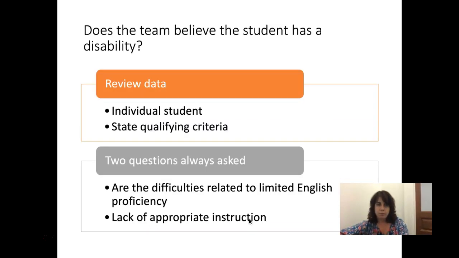So what they're going to do is review the data, the individual student data, and state qualifying criteria, and determine whether or not a student qualifies. They're also going to consider, are the difficulties the student is having related to limited English proficiency? They're going to be really careful about that. Or is it due to a lack of appropriate instruction? They're really going to look deeply into what's going on with that student to make sure you don't misdiagnose or overdiagnose students, and really get to the core of the issue.